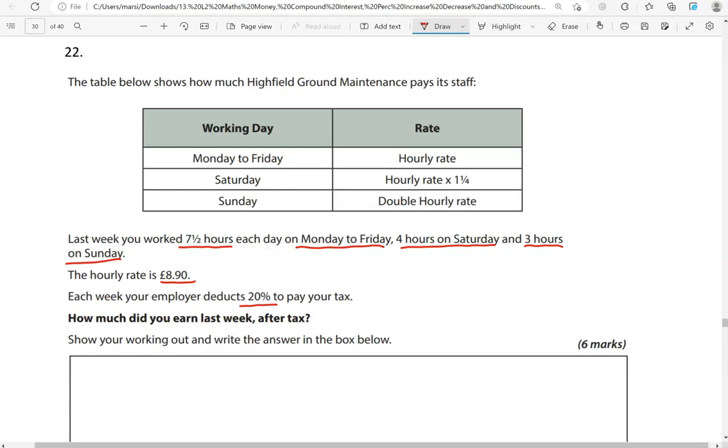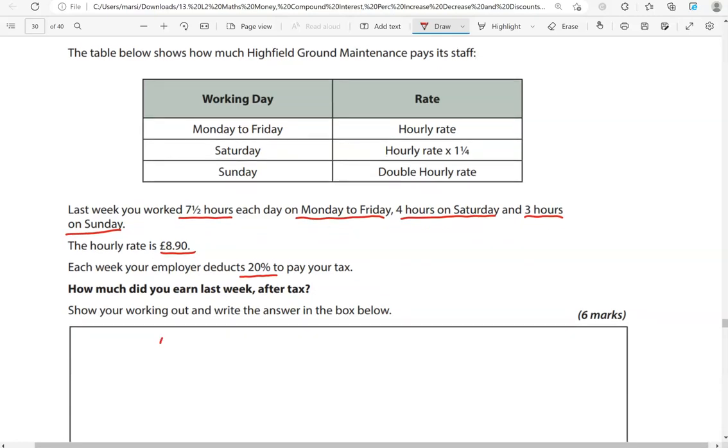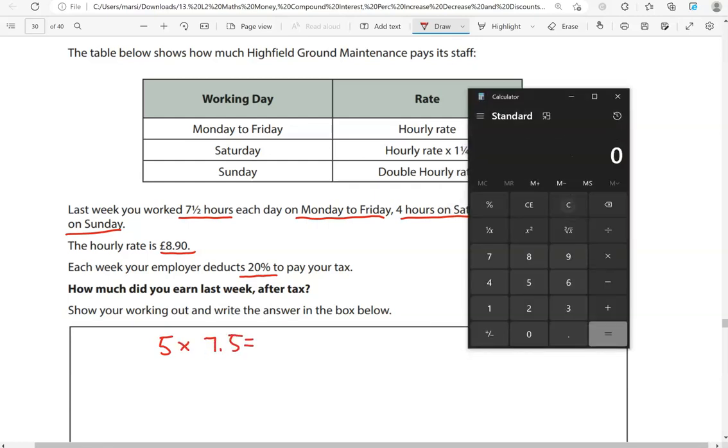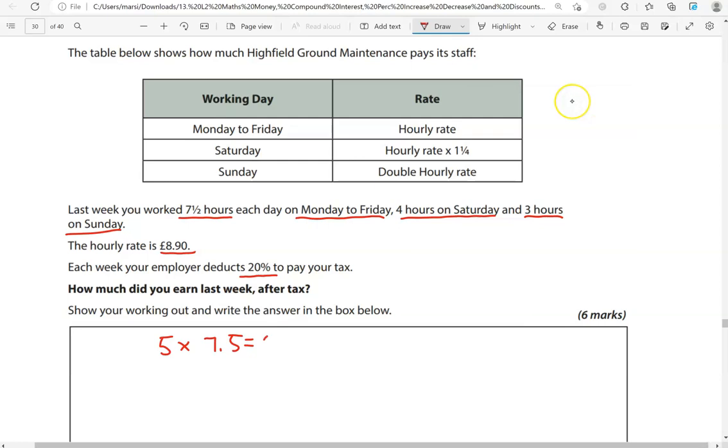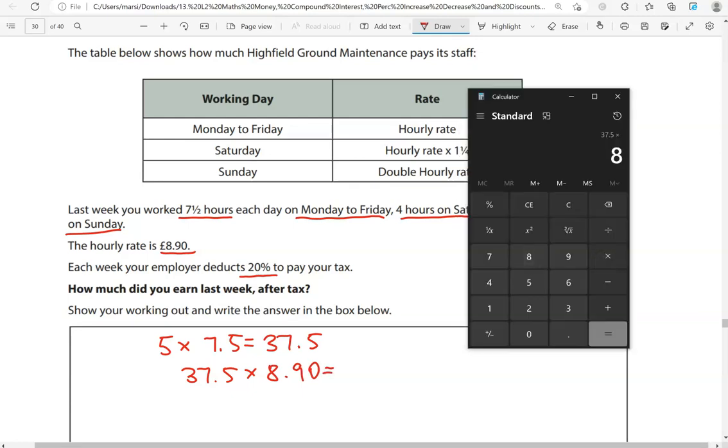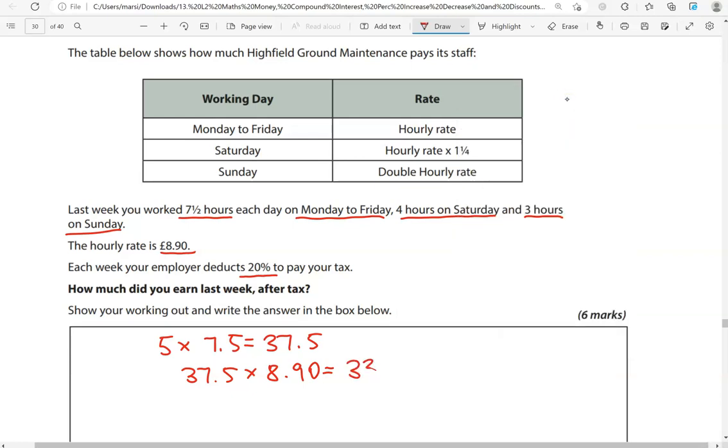So Monday to Friday, 7.5 hours each day. So that is 5 times 7.5, which is 37.5 hours. Hourly rate is £8.90, so 37.5 times £8.90 gives us £333 and 75 pence.